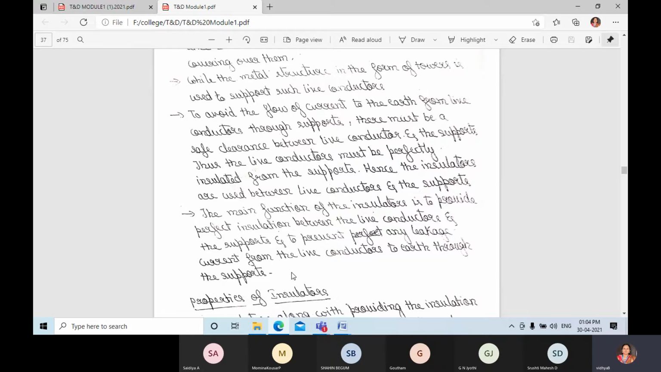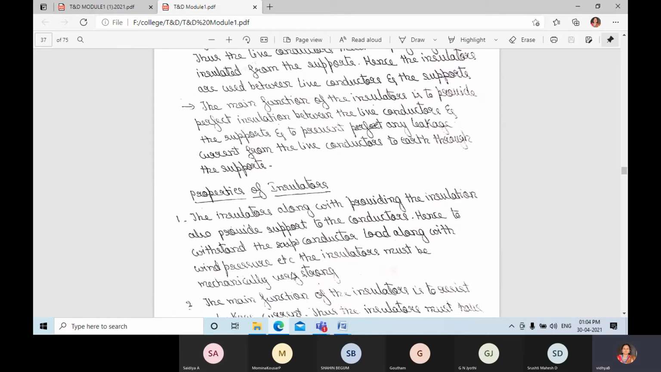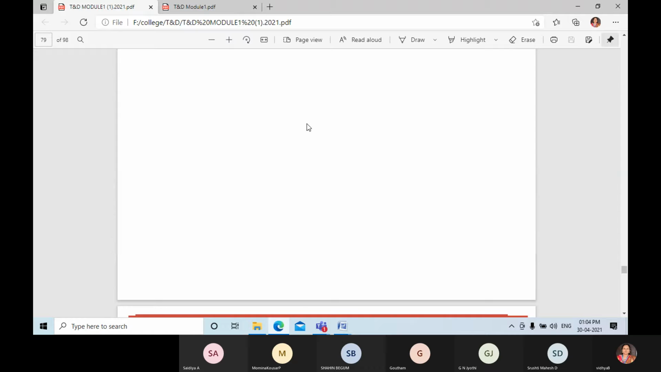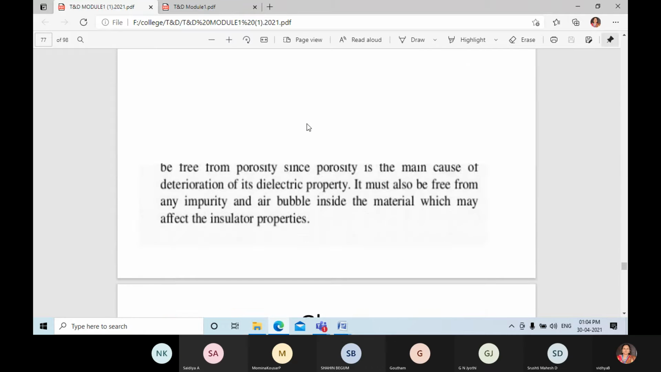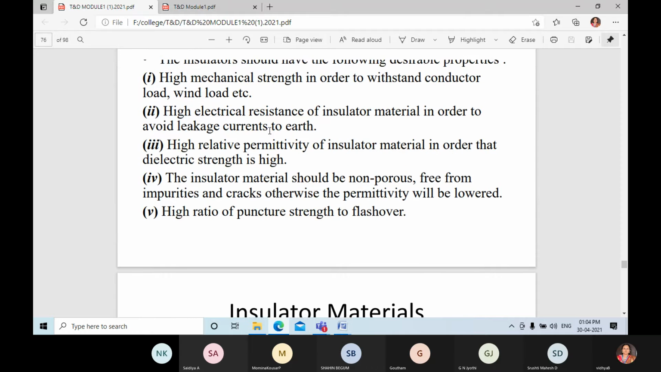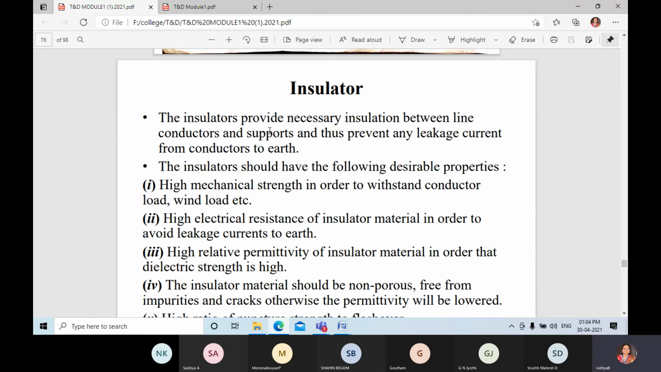Here are the properties of insulators. What properties should insulators have? An insulator provides the necessary insulation between line conductors and supports, and it will prevent any leakage current from conductors to earth. It should not go directly to the earth. To prevent that, we use the insulator. Well, it should have the following properties.